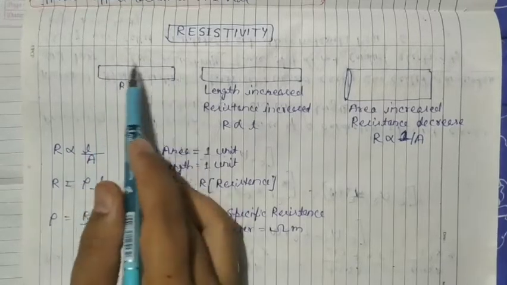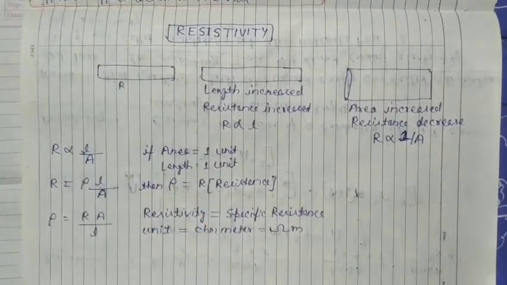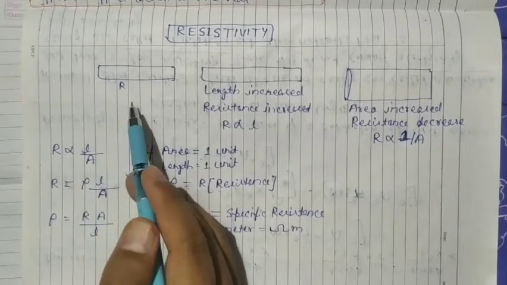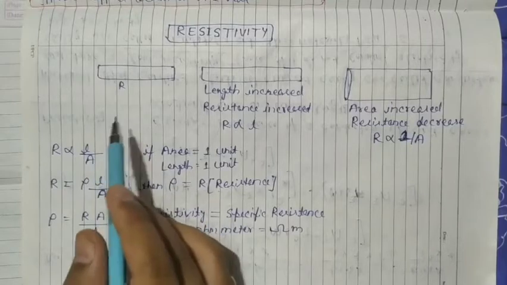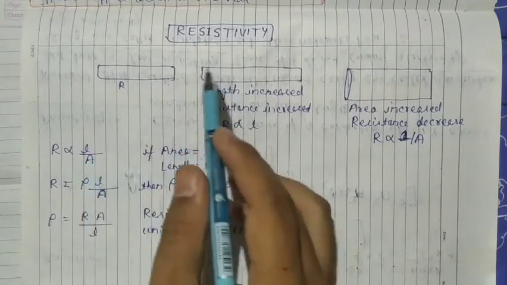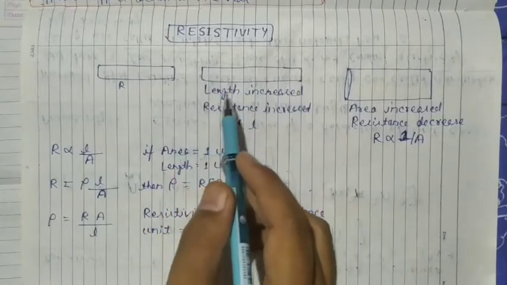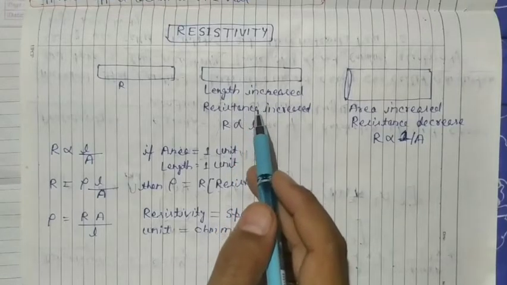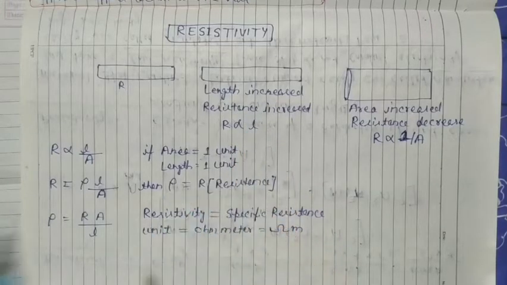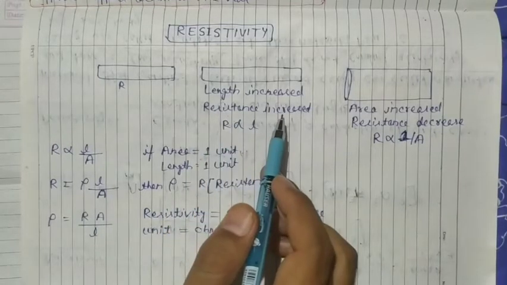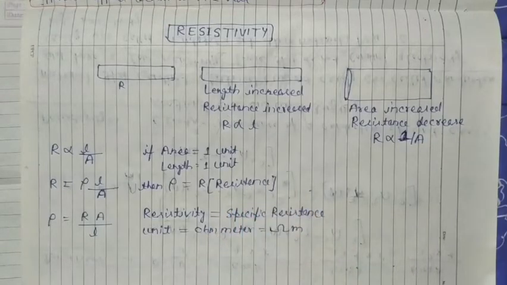There is a conductor. This conductor has got certain resistance R. We are making certain changes to this conductor. Suppose we have taken double of the length. Length is increased. If length is increased, what happened to resistance? What we see is that resistance also increased. Length increased, resistance increased. We did another thing.